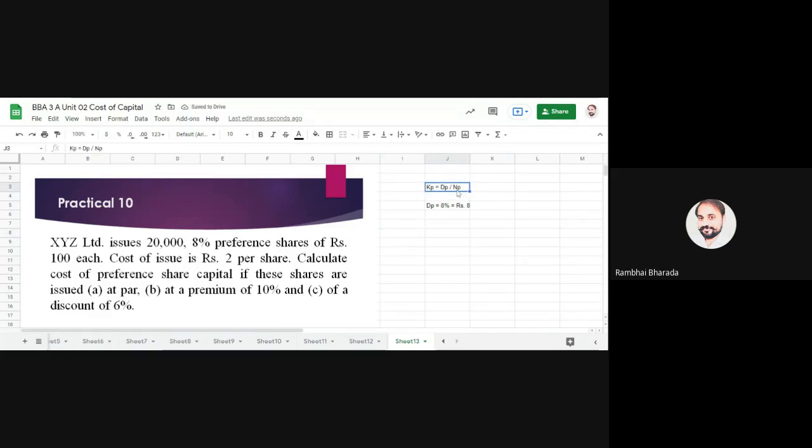Now, one by one option. D is equal to 8. Clear? 8 rupees dividend. DP is equal to 8. Now, we go for the first option.